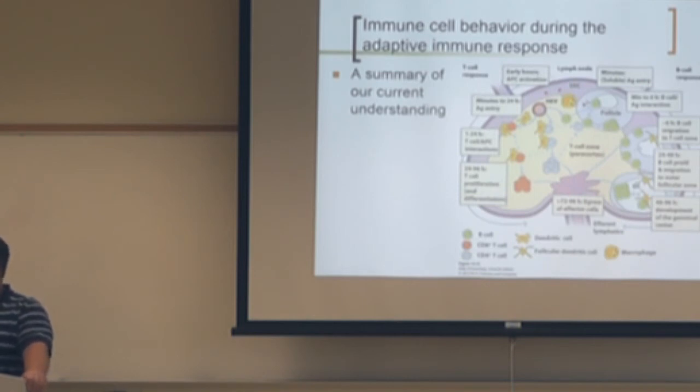You have early hours of APC activation. You have antigen-presenting cells coming in. You have your lymphocytes coming in through the HEVs. So first antigen enters, your lymphocytes come in and start looking for cells bound to that antigen. T cell APC interactions occur 1 to 24 hours after infection. 24 to 96 hours after infection, T cells start proliferating and differentiating.